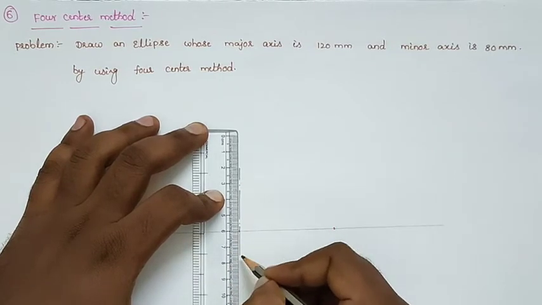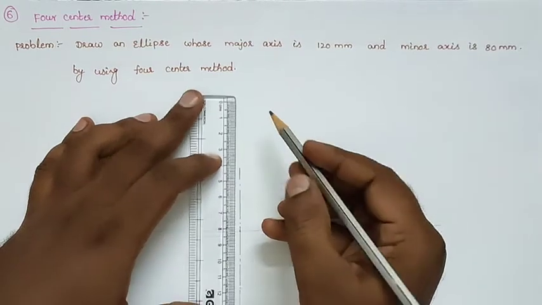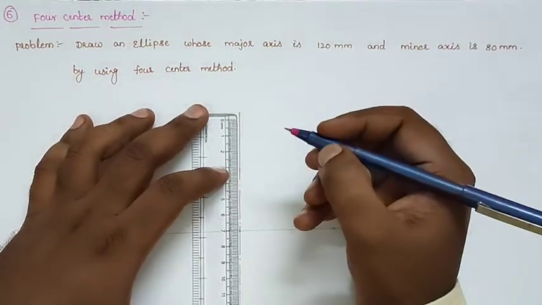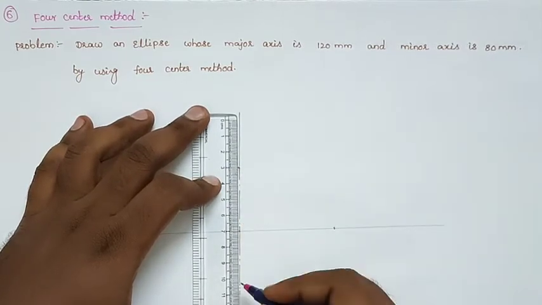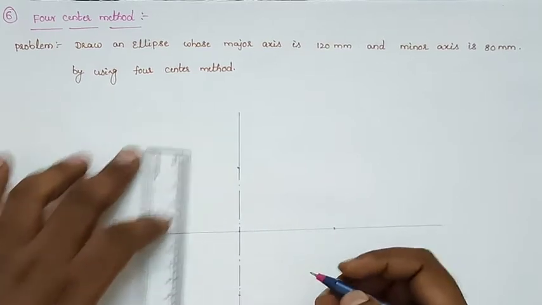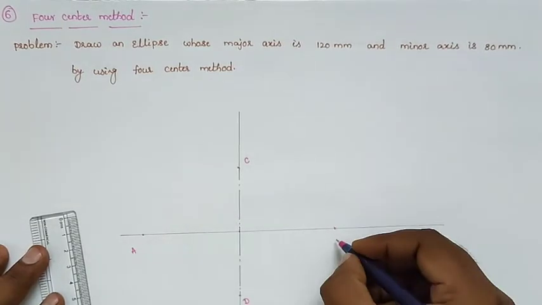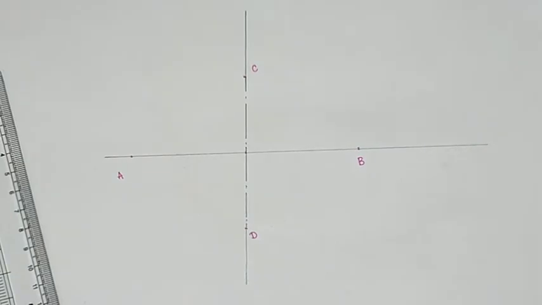Like that you can extend this curve also. You can locate 40 mm above. So here I am locating CD. Here I am locating AB. So AB is our major axis line and CD is our minor axis line here.